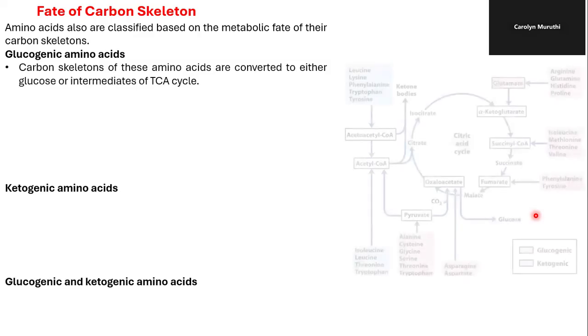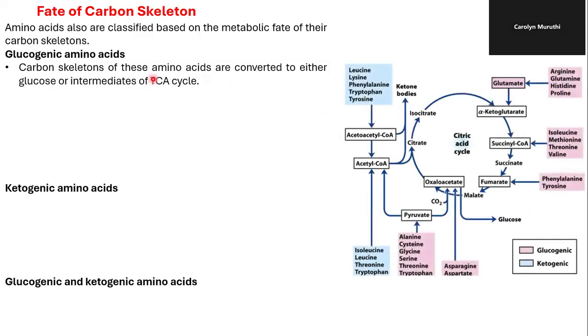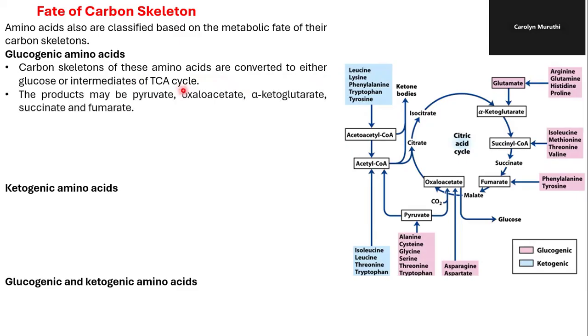So when you're talking about glucogenic amino acids, we're talking about amino acids whose carbon skeletons are converted to either glucose or intermediates of the TCA cycle. And so these products may be pyruvate, oxaloacetate, alpha ketoglutarate, succinate, and fumarate. And going by this diagram here, the glucogenic amino acids are presented by a pink shade. So we have, for example, phenylalanine and tyrosine. When they are broken down, their carbon skeleton will lead to formation of fumarate, which is an intermediate of the TCA cycle.